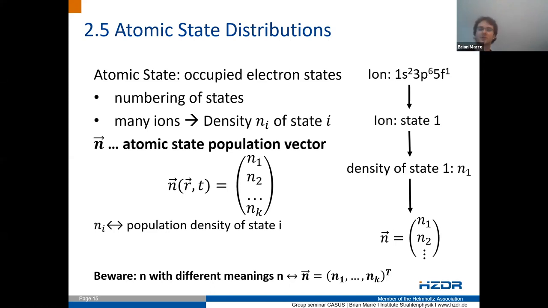And in essence, that's also what you can see on the right side, where you have an ion which has a specific configuration. So that's your atomic state. Then you assign a number to the specific ion, in this case, state one. And then you say, okay, what's the density of this specific state? And you can, of course, do that for all different states. And then you get this atomic state population vector. So basically, at each point in space and time, you have the energy resolved density of states at that point. Is that what? Yes. Okay, so it's basically a local density of states. Yeah. Okay.